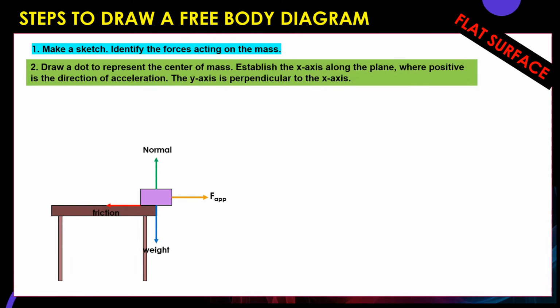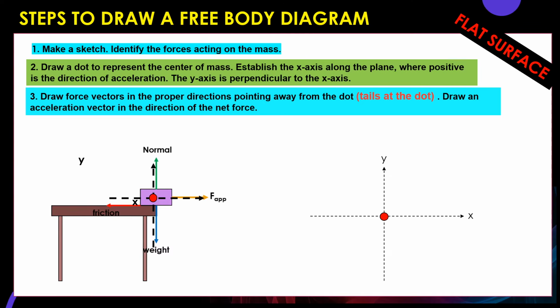Bila objek tu bergerak ke kanan, so A ke kanan. So all the forces that are directed to the right, okay, yang sama direction dengan A tadi akan jadi positif. Okay, so look at here. We have x and y components here. So the x-axis must always be parallel to the surface and the y-axis must always be perpendicular to the surface. We put a dot here to represent the center of mass.